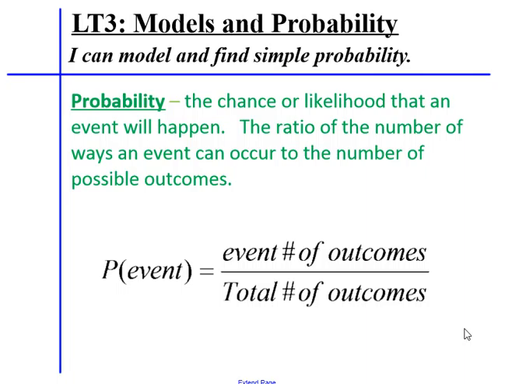So what is probability? Probability is the chance or likelihood that an event will happen, the ratio of the number of ways an event can occur to the number of possible outcomes. We call this way of writing probability notation. And we always put the number of the events that we are measuring over the total number of outcomes that could happen, such as the number of times that I get heads out of the number of times that I would flip a coin. The event would be get heads, but flipping is the total number of things.